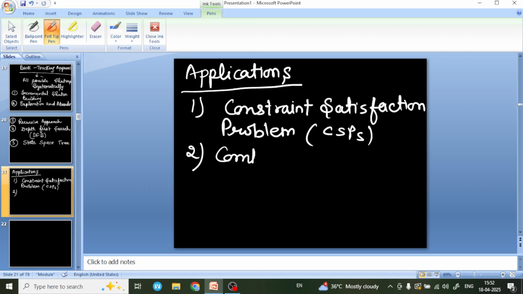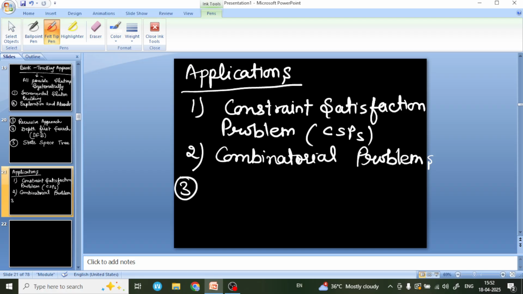Second is combinatorial problems. Backtracking is well suited for problems which involve permutations, combinations, or finding all possible solutions within a given set of rules. Then search problems. Backtracking can be used to find a path or routes through a space, such as the N queen problem, rat in a maze problem, etc. These types of problems can be solved by the backtracking approach.